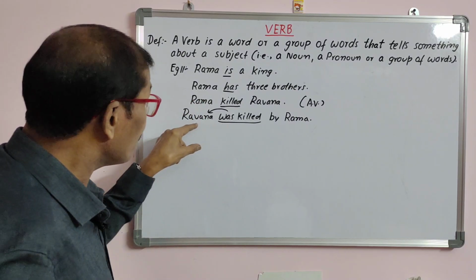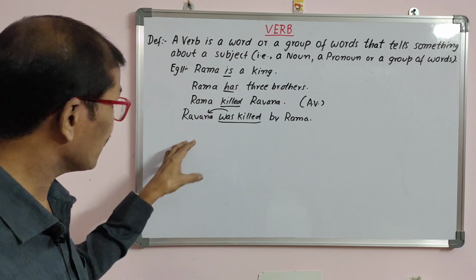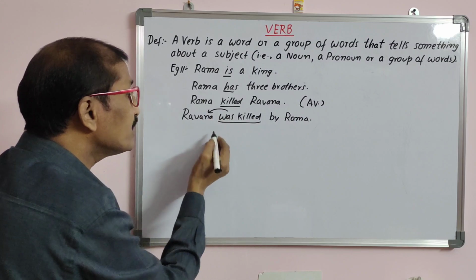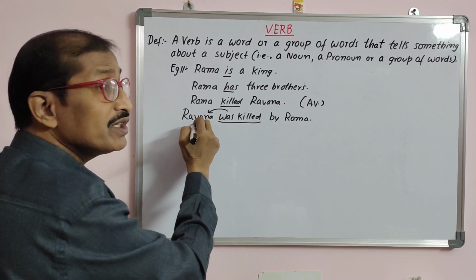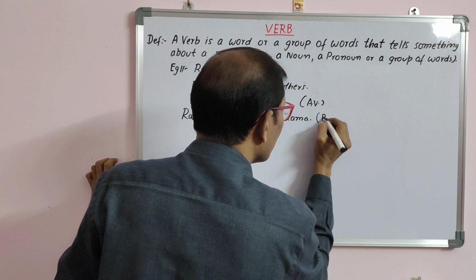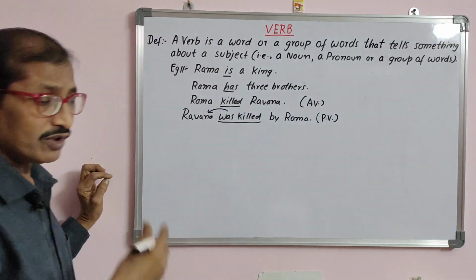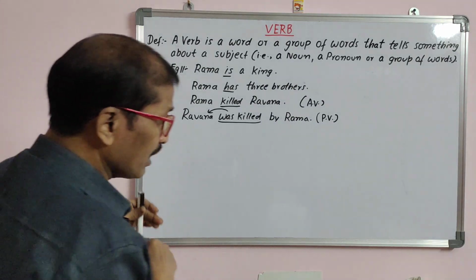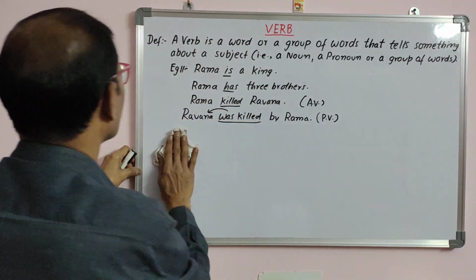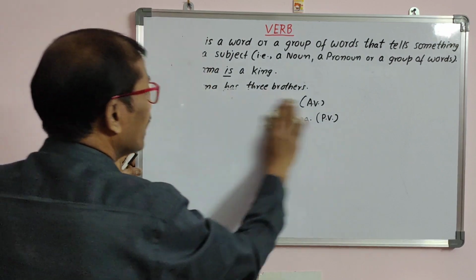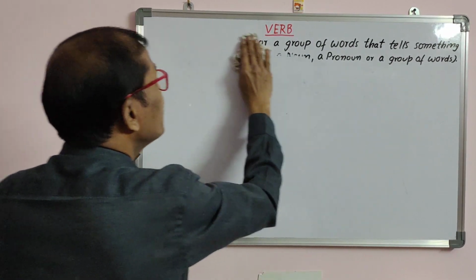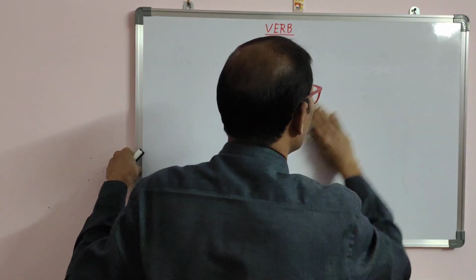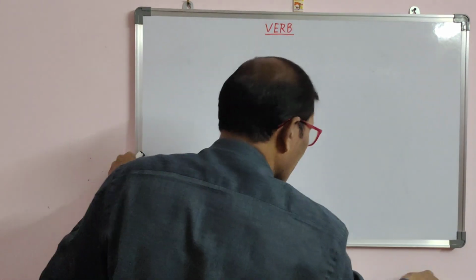Here Ravana is the subject. Ravana is doing nothing, but was killed is the verb which indicates an action done to the subject Ravana. This is called passive voice. I will talk about active voice and passive voice later in other chapters. Okay, now let us move further. Actually, my aim is to teach tenses. To teach tenses, I have to give all these fundamentals about the verb.